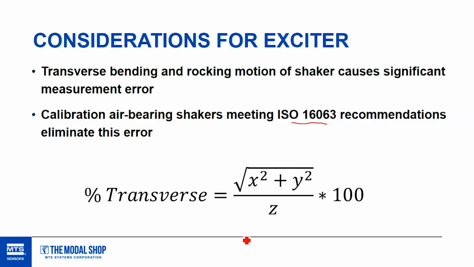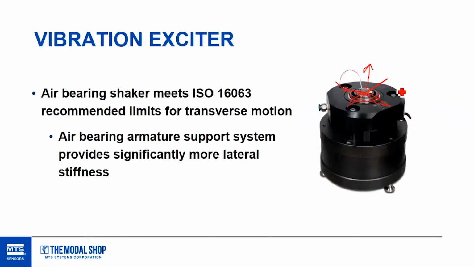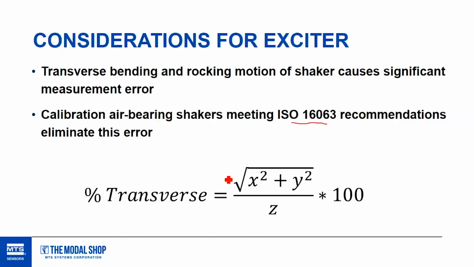And that percentage transverse, as in how much the shaker moves laterally, is defined oftentimes by putting a triaxial sensor right on the top of the shaker at the mounting point and measuring out of that triax the root sum square of the x and y relative to the z. The z would be the up and down direction, the x and y is the lateral direction of the shaker. And so you can express that as a percentage transverse motion.